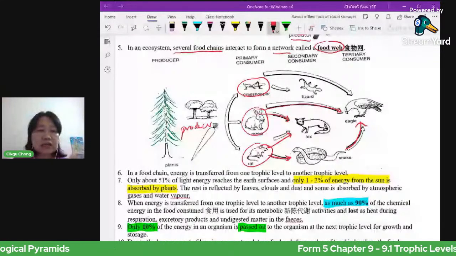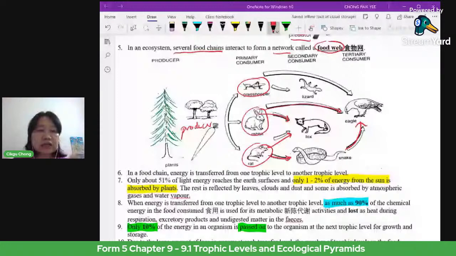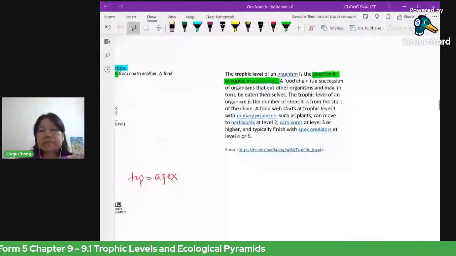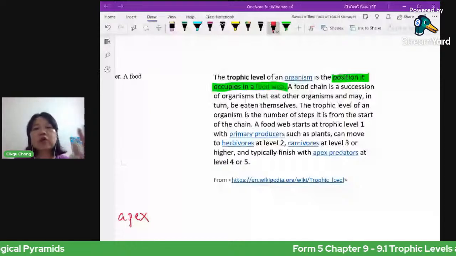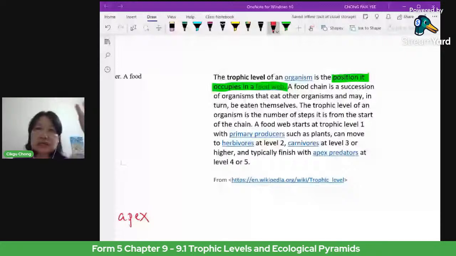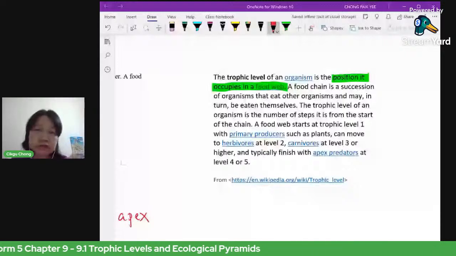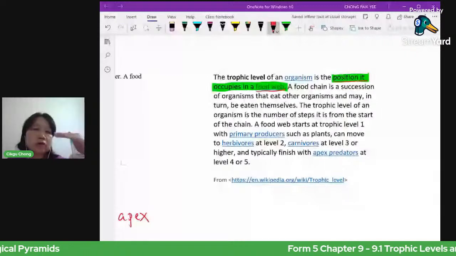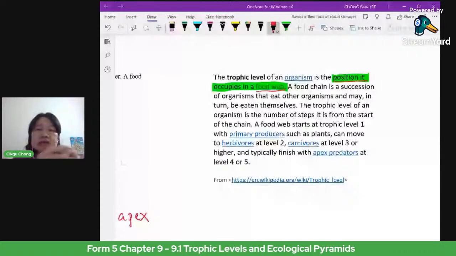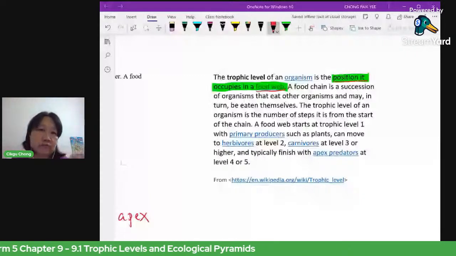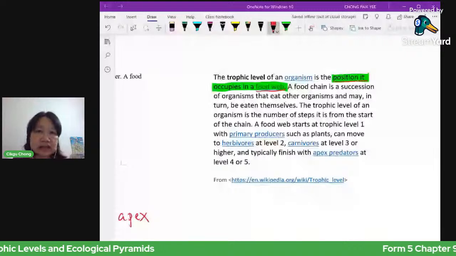What is the meaning of trophic level? Look at this definition. The trophic level of an organism is the position it occupies in a food web. If it occupies a very high position, they call it the apex. That means this organism doesn't become food for another organism. They have very little chance of being eaten. If this organism occupies the lowest trophic level, that means it is food for many organisms, and there is a high risk of it being eaten by many types of organisms.